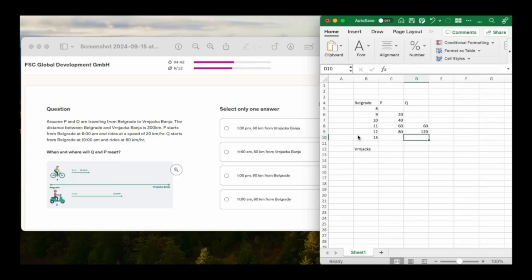Since the question is asking where P and Q will meet, we need to look for the row with the same number, which is at 11 a.m. since their numbers are both 60. So at 60 kilometers from Belgrade, they'll meet at 11 a.m.